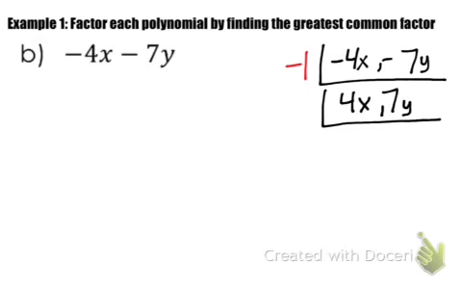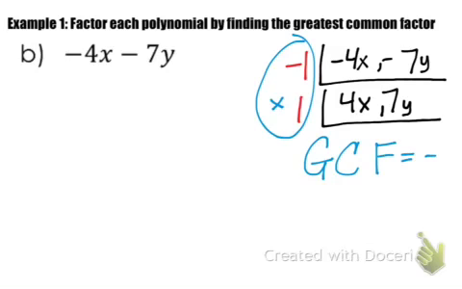So the greatest common factor between these two terms is just 1. So to find my GCF, since there's nothing else, I'll multiply negative 1 and 1, and my GCF would be just negative 1. So what that looks like is when I divide it out from this binomial, negative 4x minus 7y, you're dividing a negative 1 from both terms.